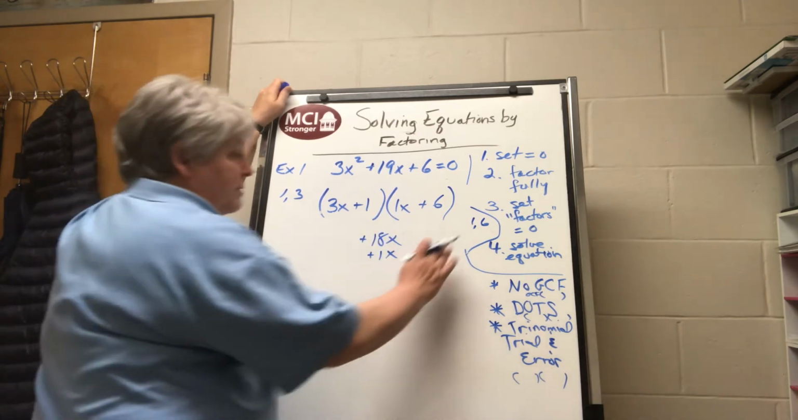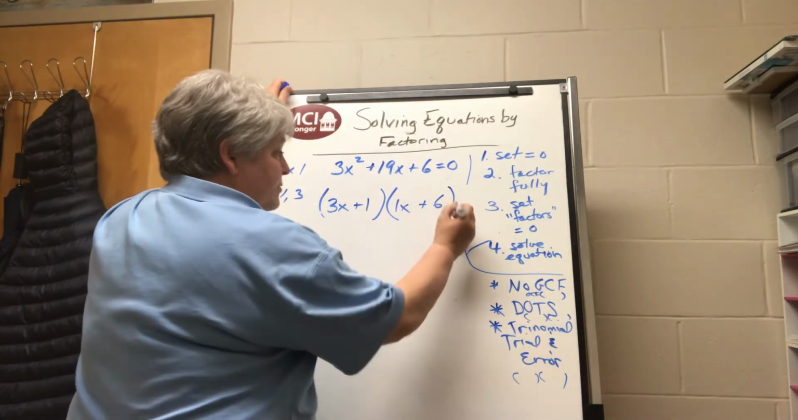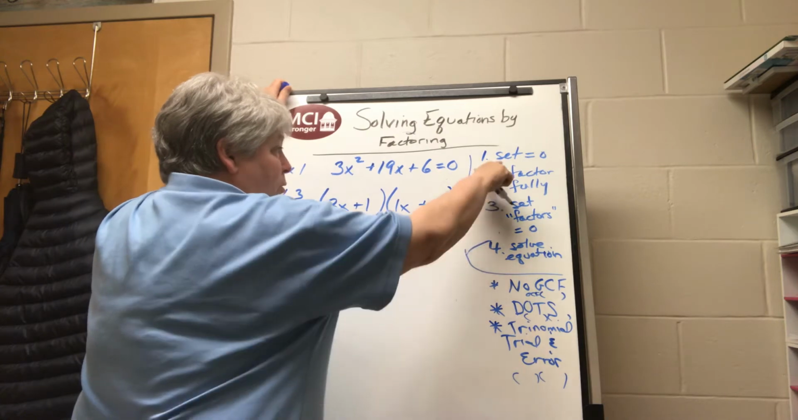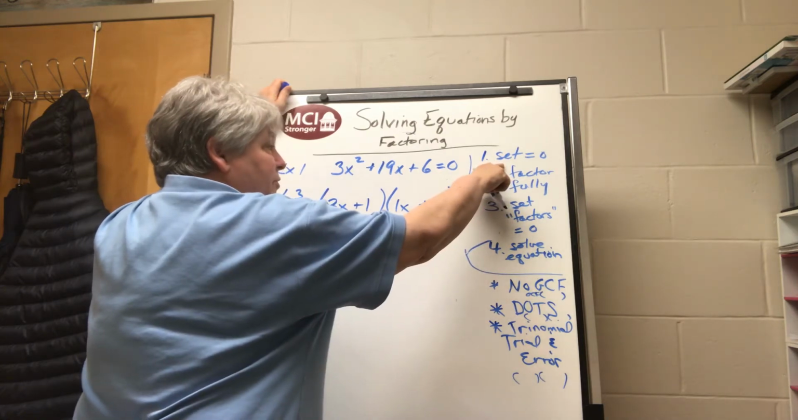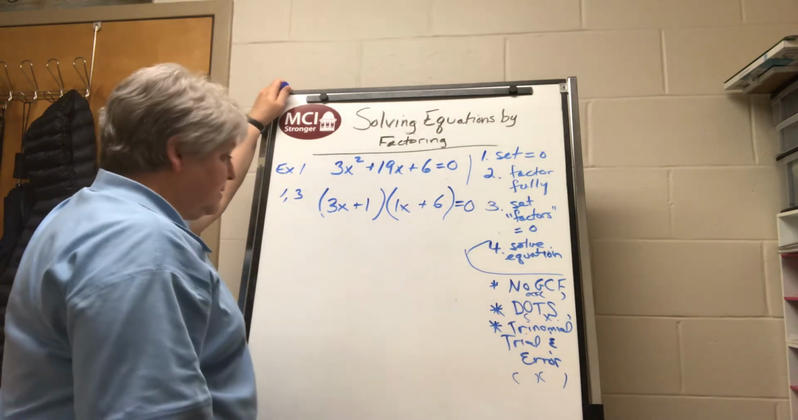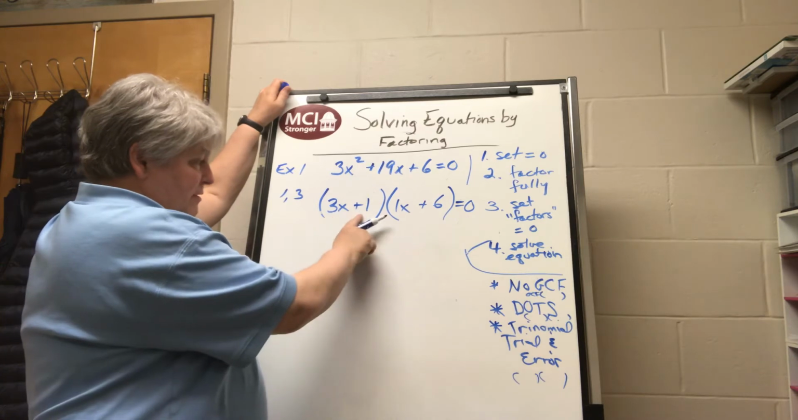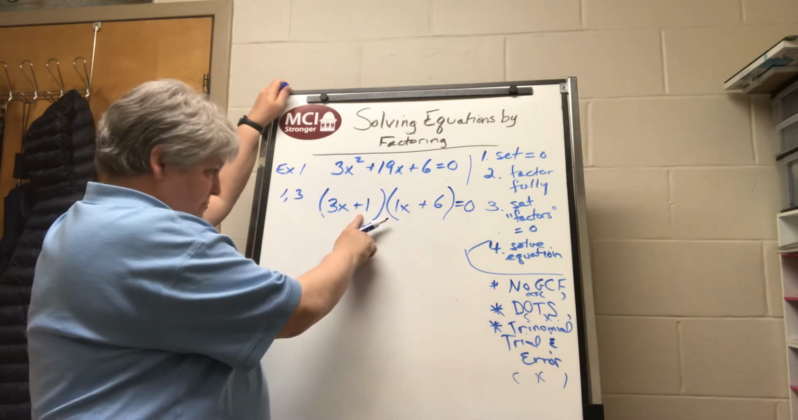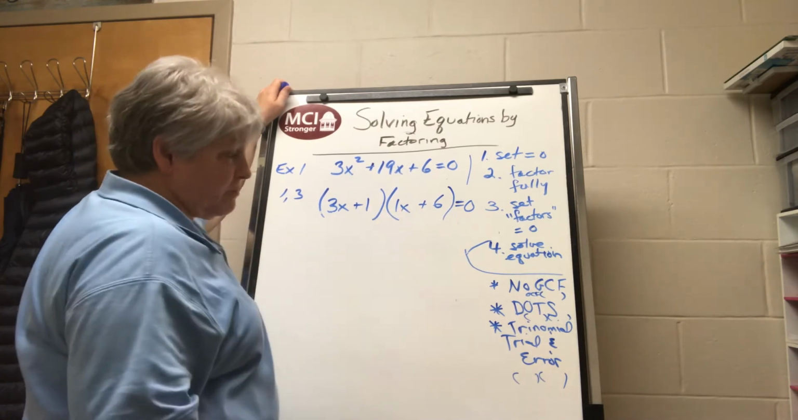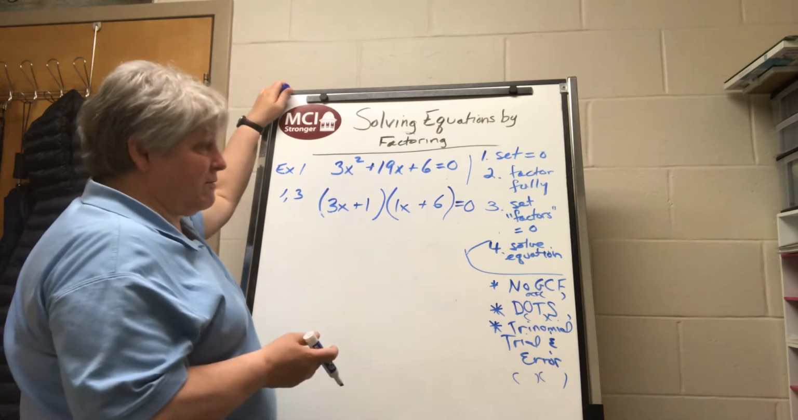So what we've just done is we had already had it set equal to 0 from the start. Then we fully factored. Is there anything further I can do? Is there anything common to both terms? No. Anything common to both terms? No. So we're not going to be taking any of our factors and breaking them down further.